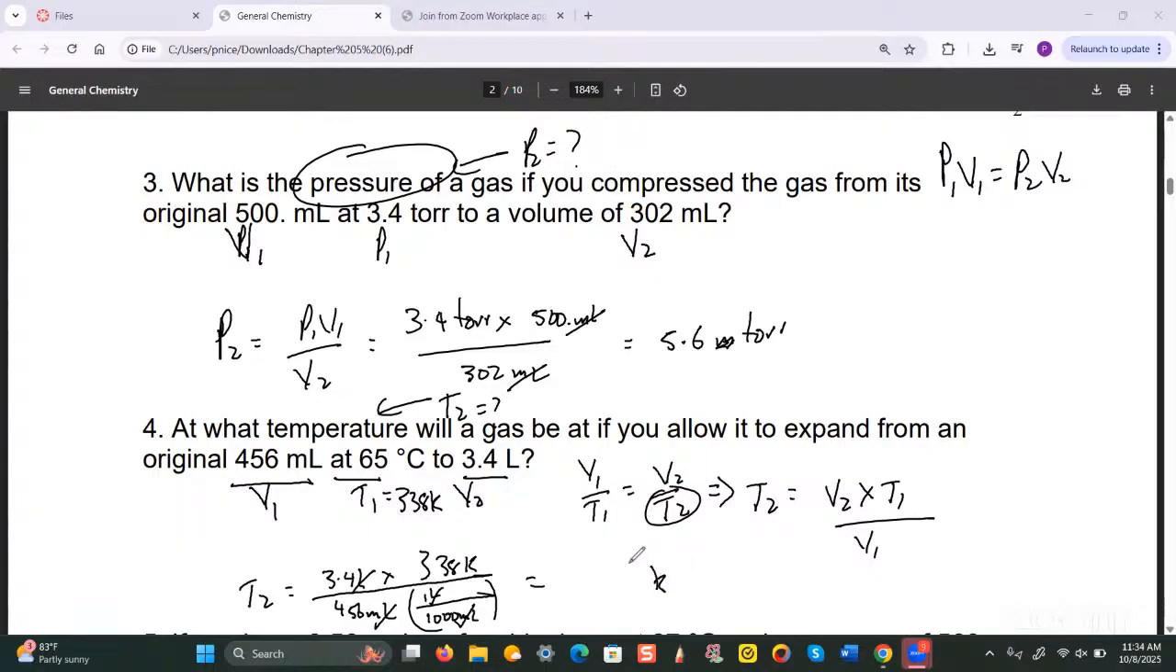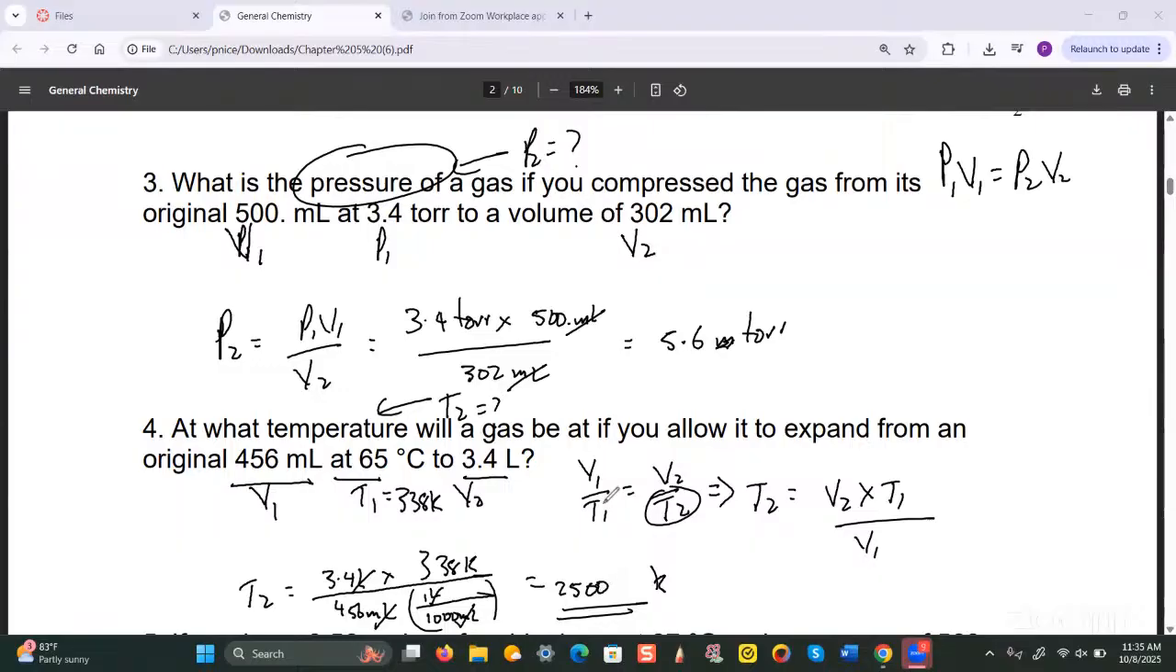So let's see what this gives. 3.4 times 338. And then I'm going to divide that by 456 divided by 1,000. So according to my calculation, now I have to round this off to 2 sig figs. So that would be 25,000 Kelvin. And that's how you do that. All right. Any questions about this one? Any questions?